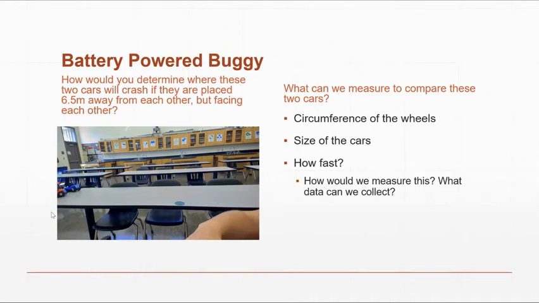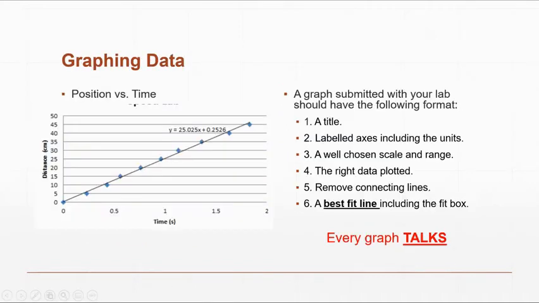So I want you to think, what can you measure here? Make sure that you're using correct physics units. What can I measure here in order to collect the data, to graph the data, to figure out some variable, some value that's going to help you determine at what point these cars are going to end up crashing into each other? So speaking of graphing data, you need to know how to graph.